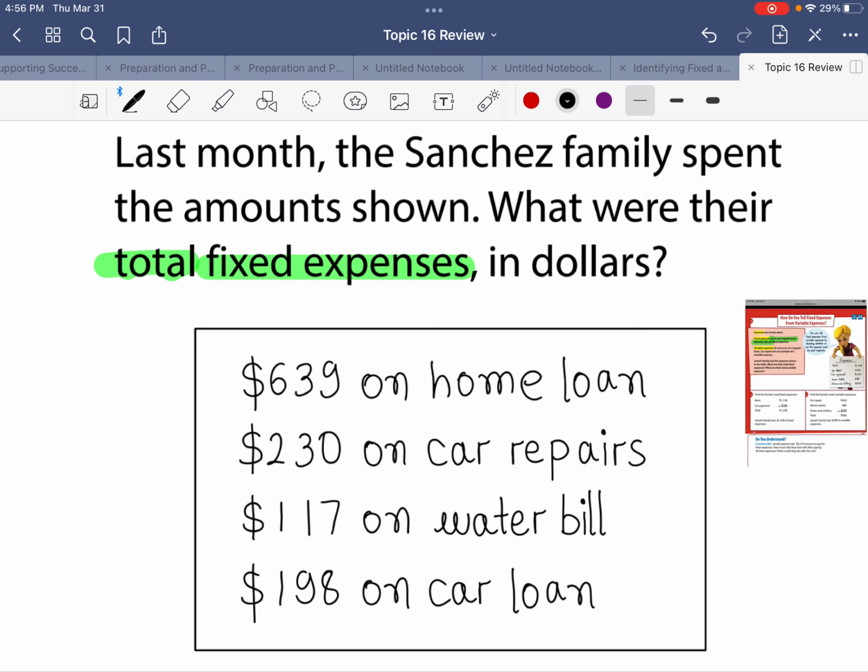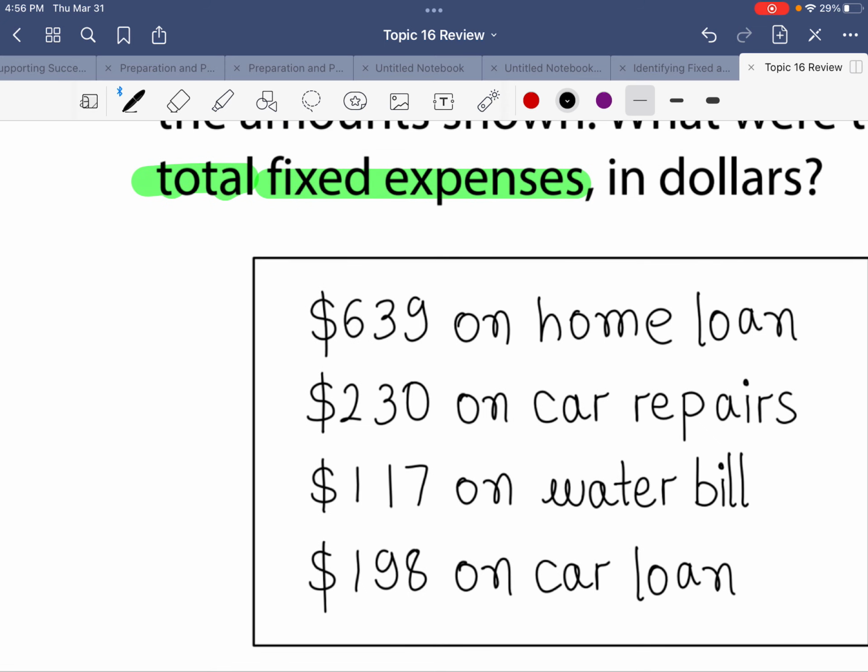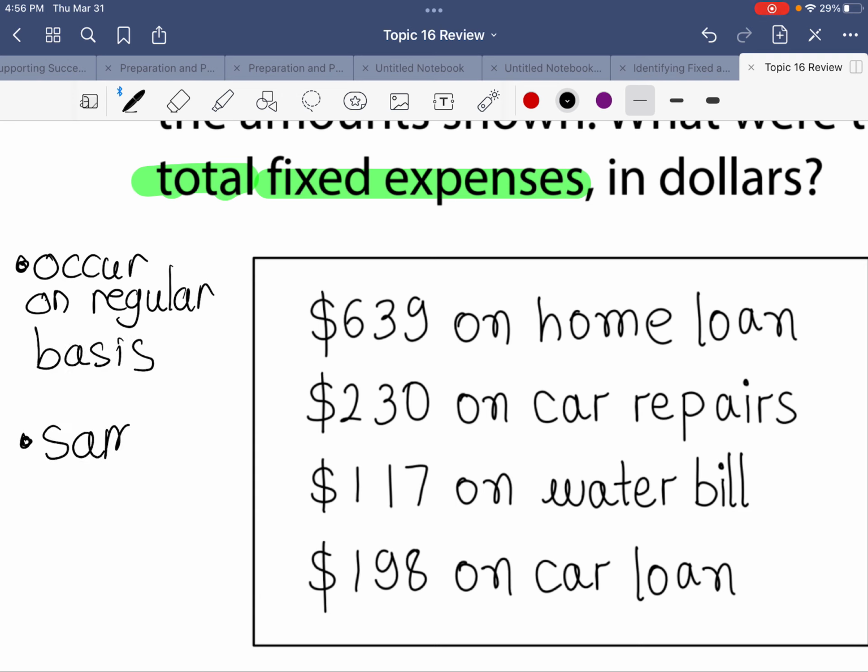Okay. So fixed expenses, I'm going to put occur. Can I please have Alejandra Bella? Can I please have Melody Garcia? Sorry.